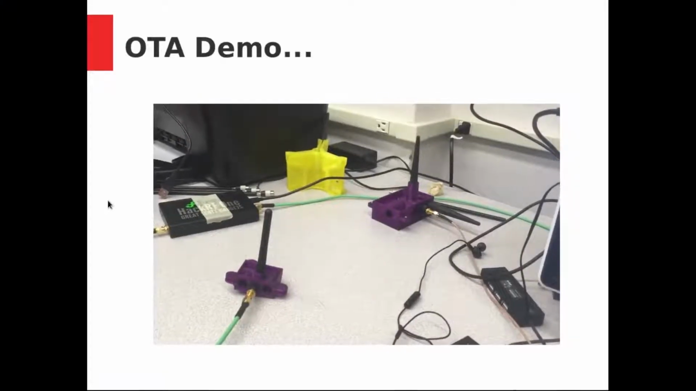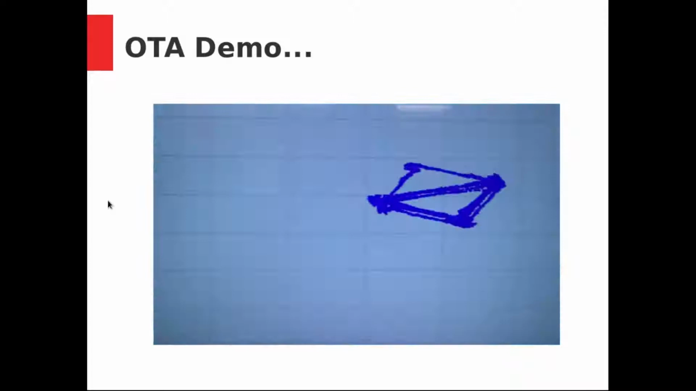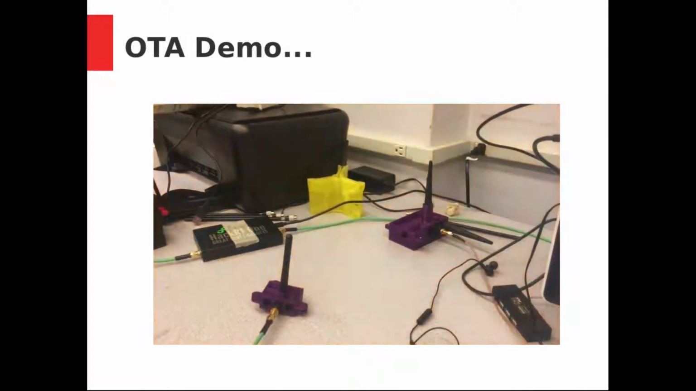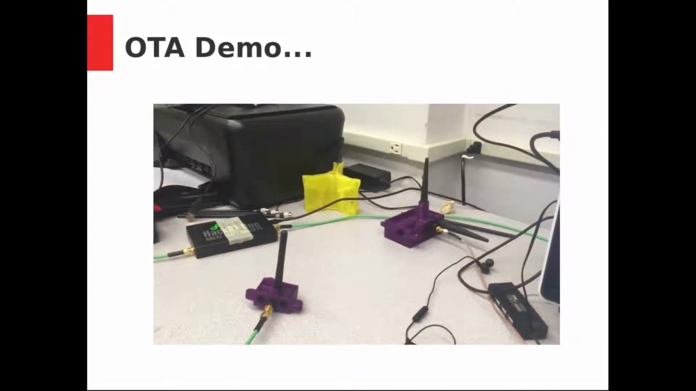So I also have a video of a demo I did in the lab. This data is actually collected over the air between my receiving and transmitting antenna. That's the constellation diagram of my receiver, and this is the phase shift. What it's measuring is the phase of the received signal from transmitter to receiver. Receiver's on the right, transmitter's on the left.